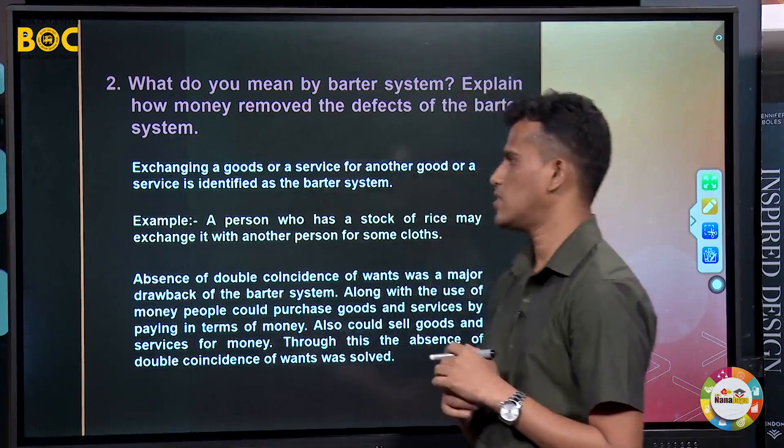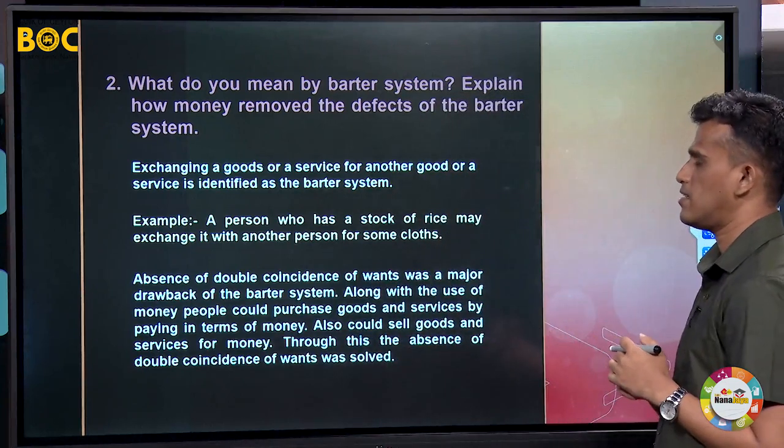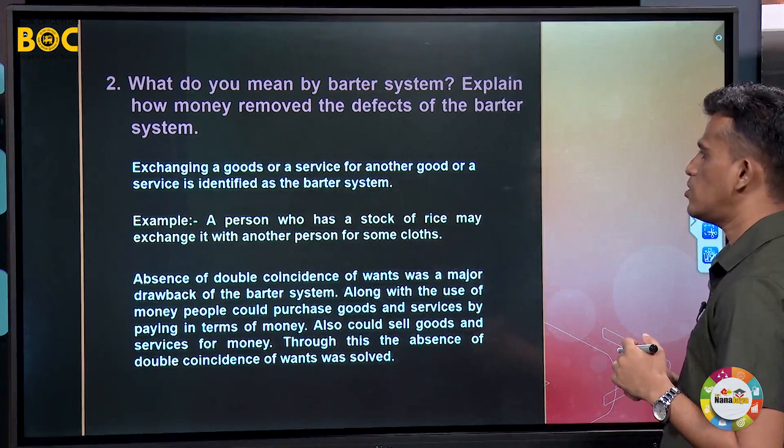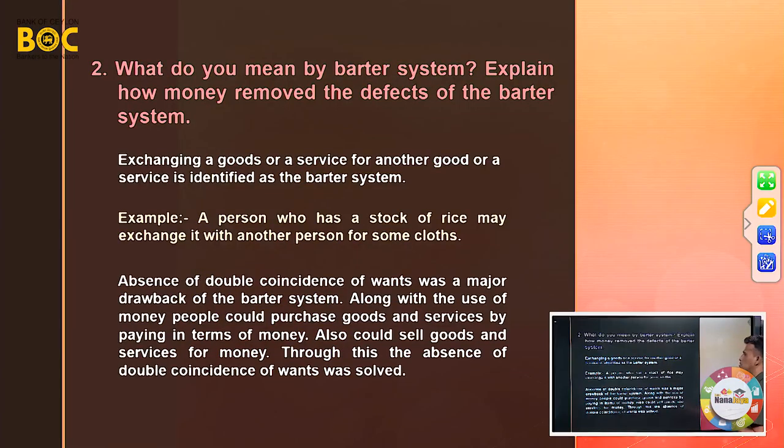So in the first section of this answer, that is explained, right? Exchanging a good or a service for another good or a service is identified as the barter system. So as an example, we can say a person who has a stock of rice may exchange it with another person for some clothes. So that is the first section of the question: What do you mean by the barter system?